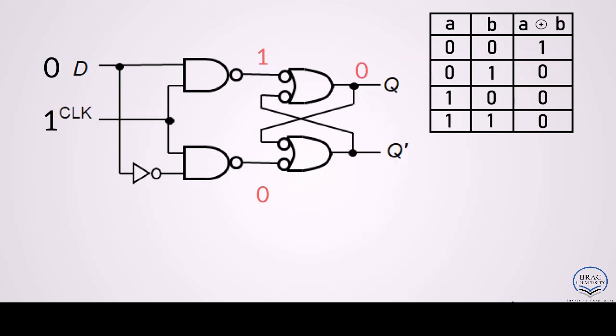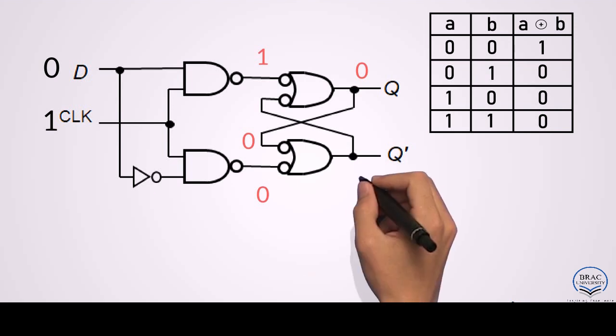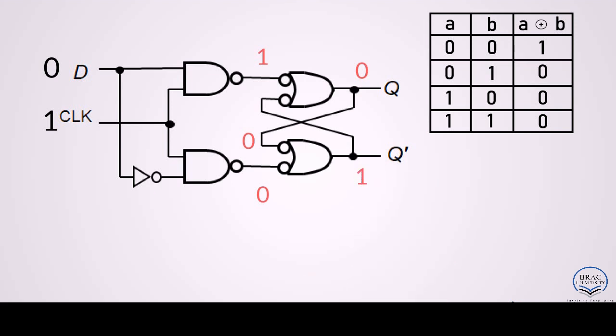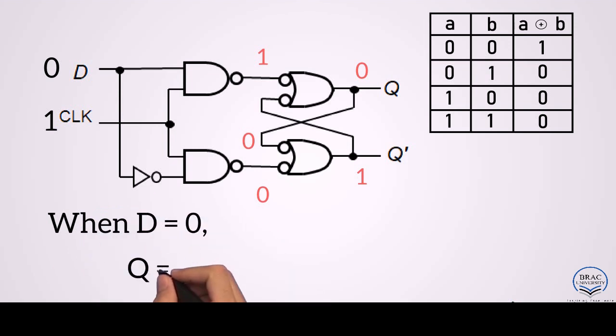So we get Q equal to 0. This value of Q will work as an input to the second NOR gate. So for this gate, we get 0 NOR 0, which is 1. So the value of Q prime equals to 1. So we can see that if we set D equal to 0, then Q becomes 0 and Q prime becomes 1.